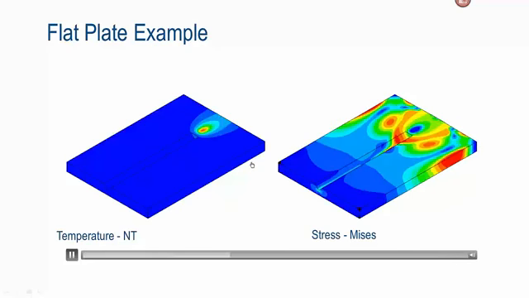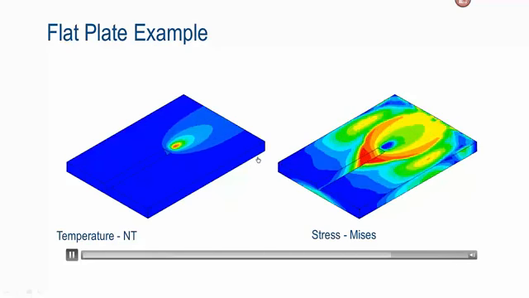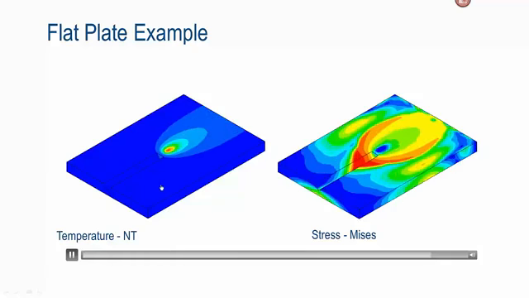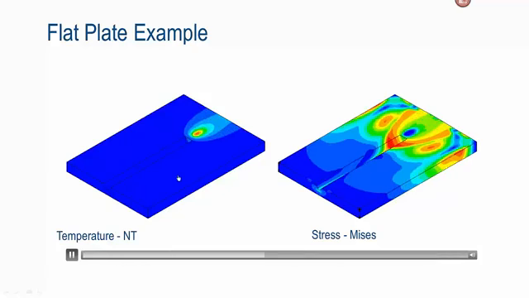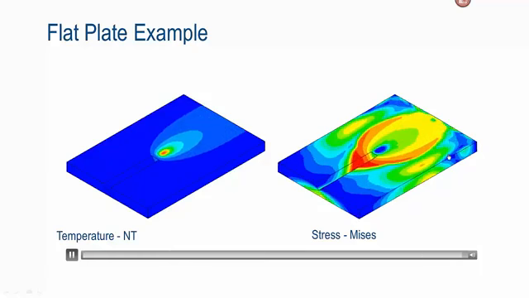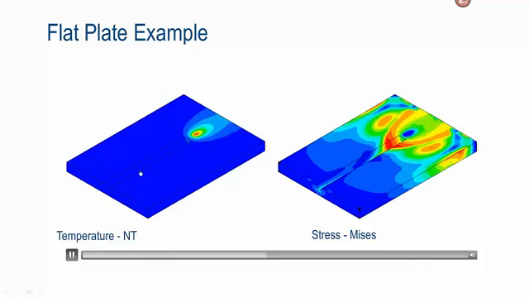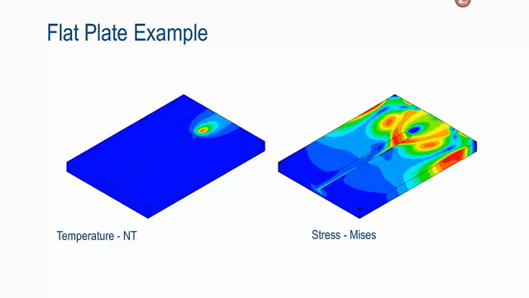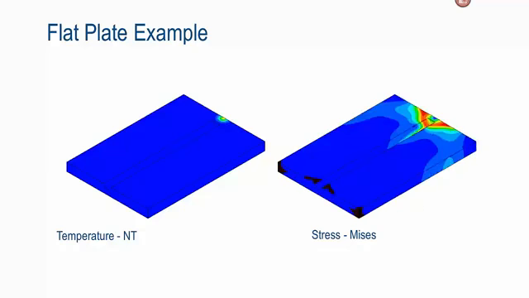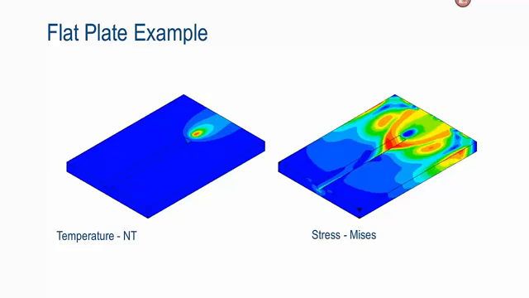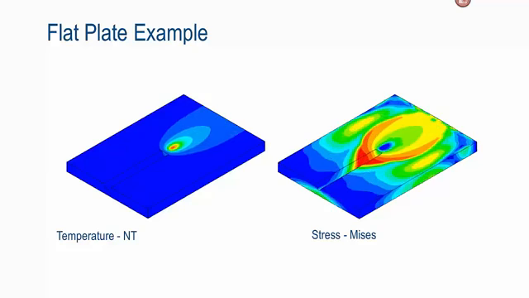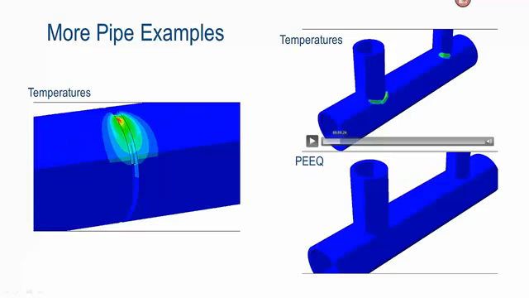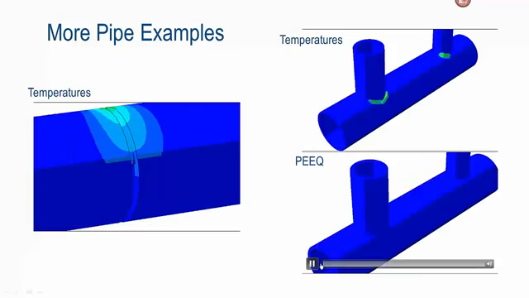And here is another example, a simple flat plate model. This is actually just a 1-bead model, I believe, and you're seeing the temperature evolution as well as the stress evolution on the right. Again, this is a work in progress, testing this methodology on different problems. So we don't have all the results yet for all the different problems that we have tried, but this is an ongoing activity. You can see here a couple more pipe problems.